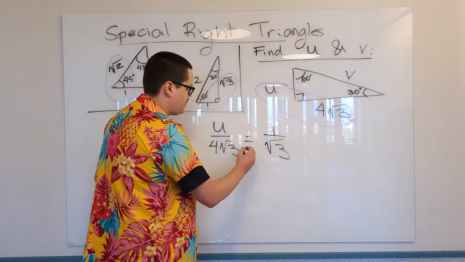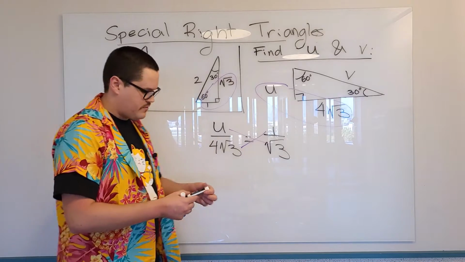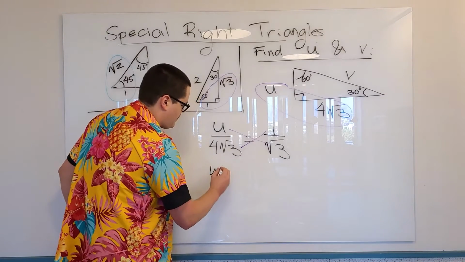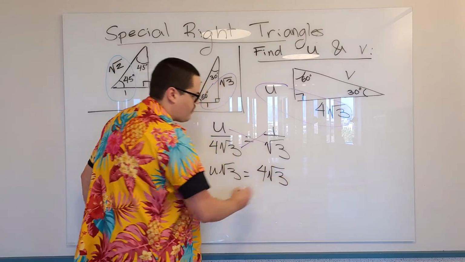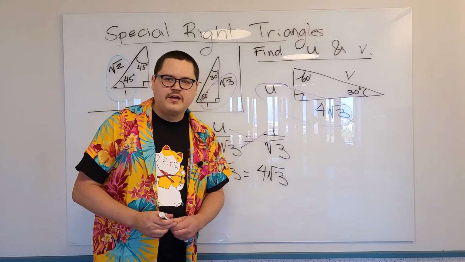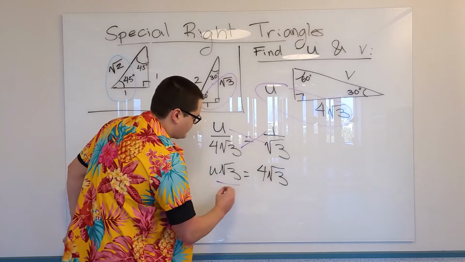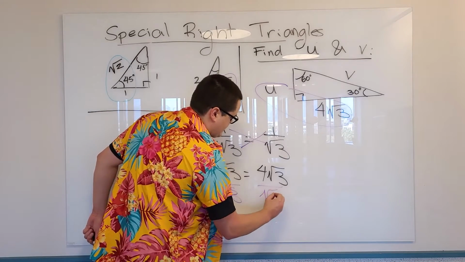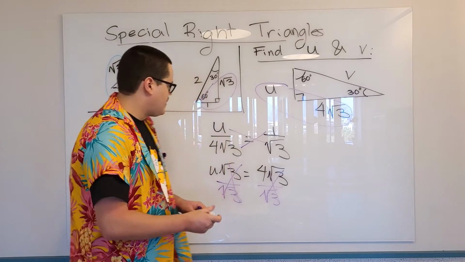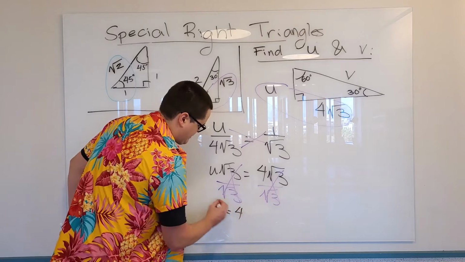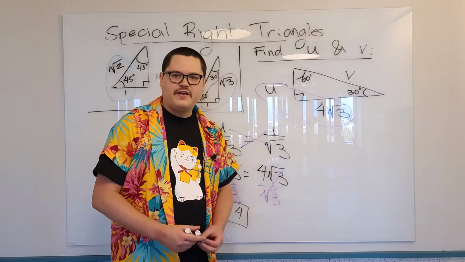Okay, so I cross multiply: u times square root of 3 equals 1 times 4 root 3. So u root 3 equals, well, 1 times anything is just that thing, 4 root 3. Okay, now we have root 3's on both sides. Let's divide by them, let's clear them out. u equals 4.